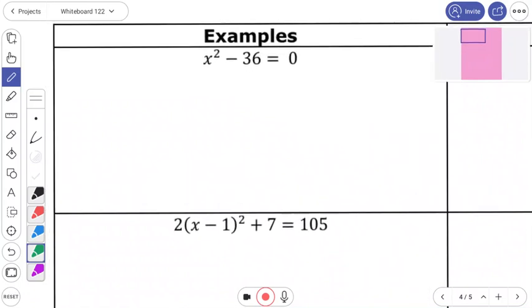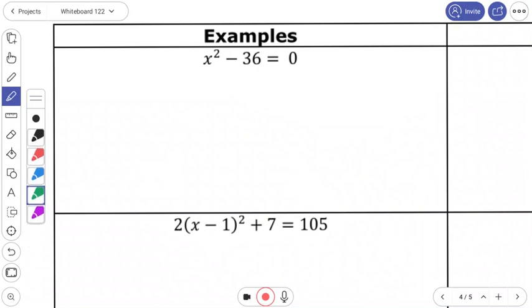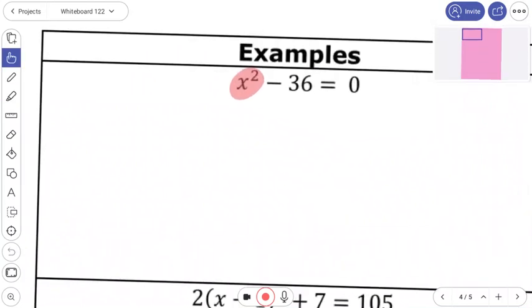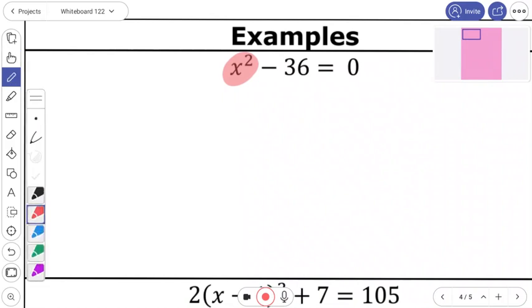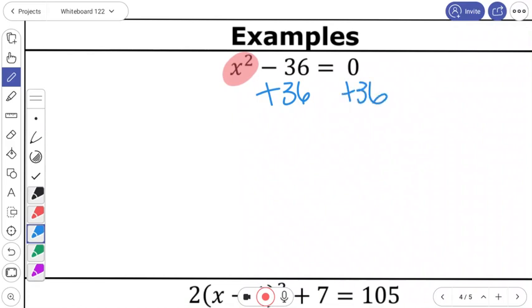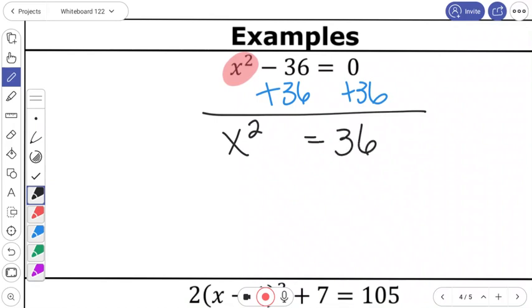X squared minus 36. So I have one x value and it's being squared. Our job is to isolate this squared term first, this one right here. So how are we going to do that? Well, all we've got to do first is get rid of our minus 36, and the opposite operation or the inverse operation is plus 36 to both sides. And that gives us x squared equals 36. Okay, now I have my x squared term by itself.